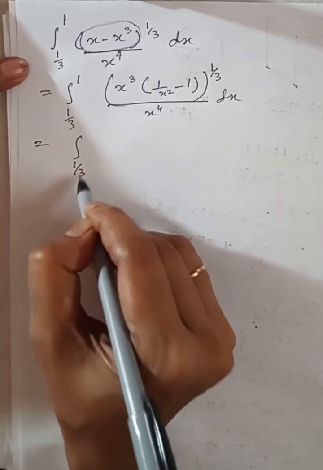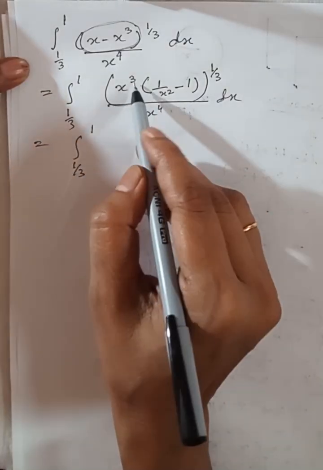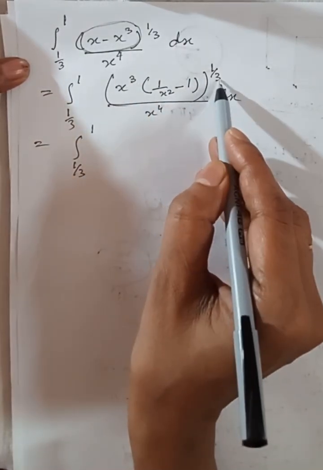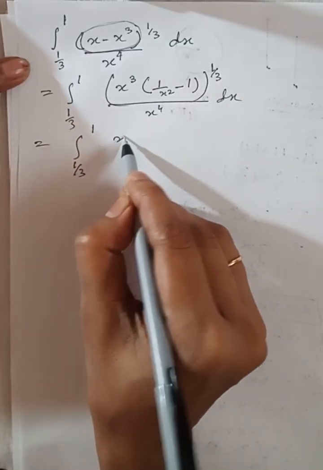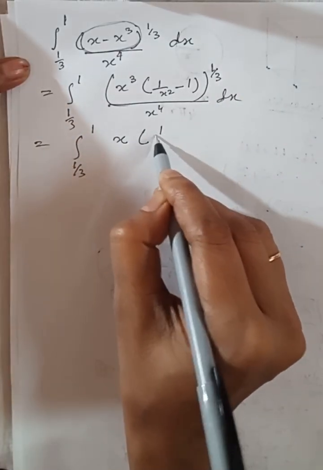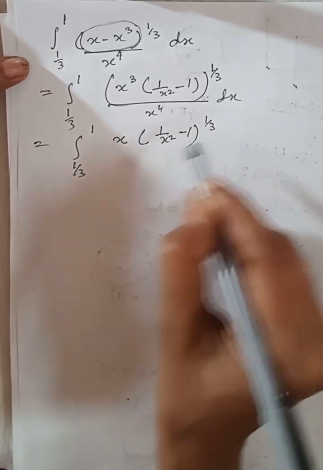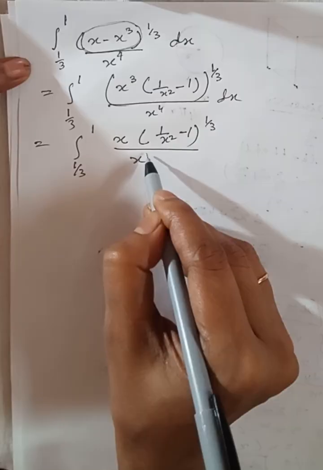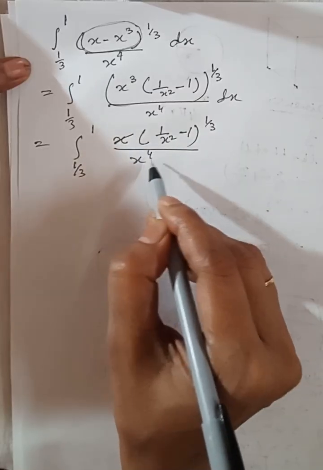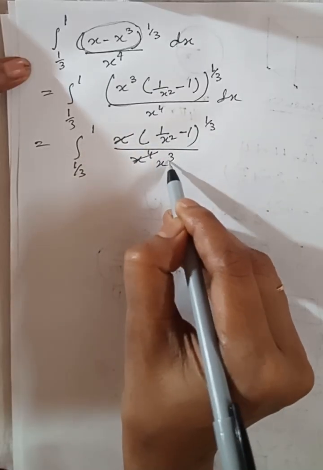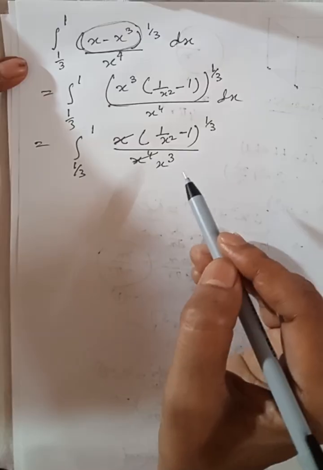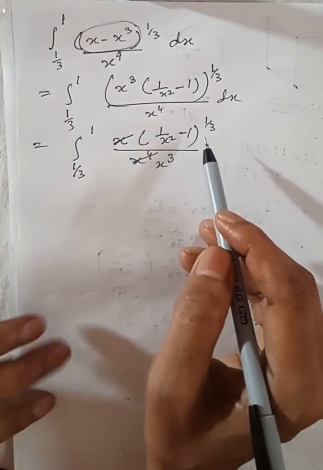One third to 1, x cube to the power 1/3 will be x, (1 by x square minus 1) whole to the power 1/3 divided by x to the power 4. We cancel x cube. Now we use substitution method.